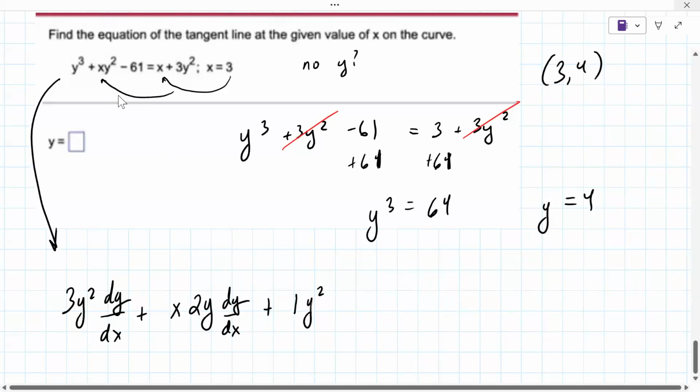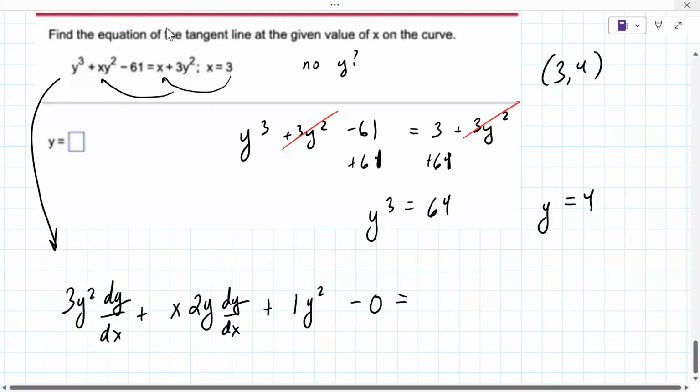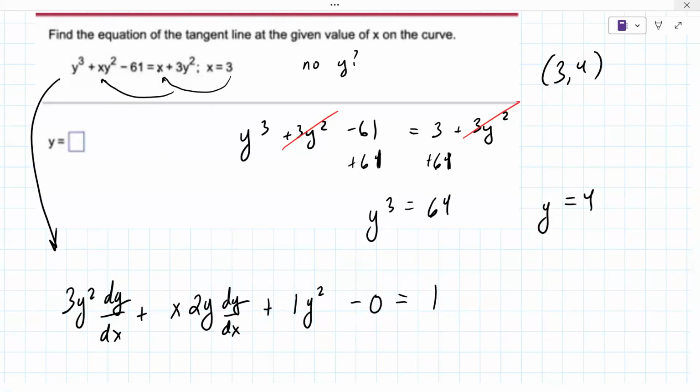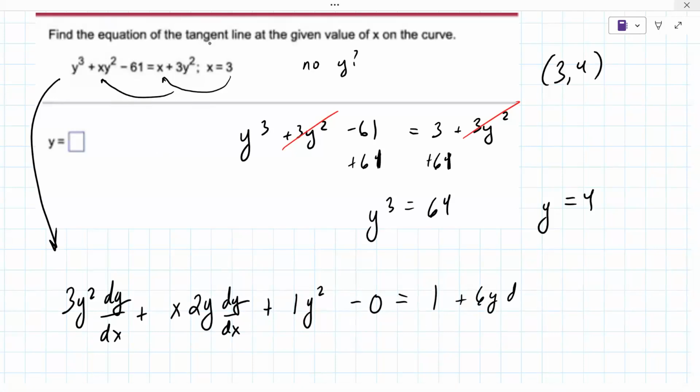The derivative of minus 61 is 0, equals, now the derivative of x is just 1. The derivative of 3y squared is 6y dy dx.